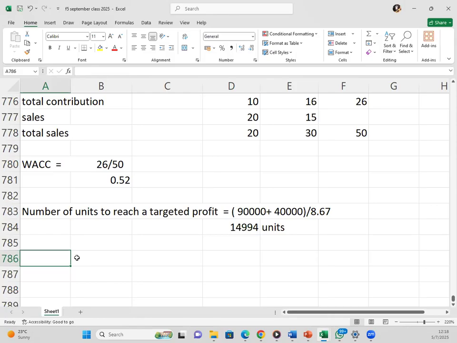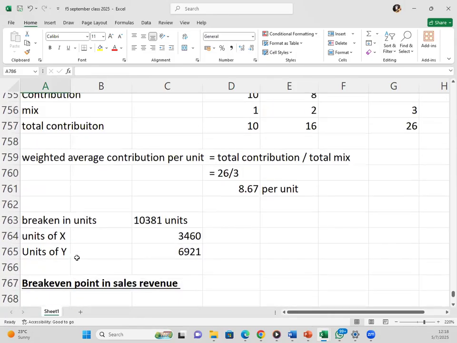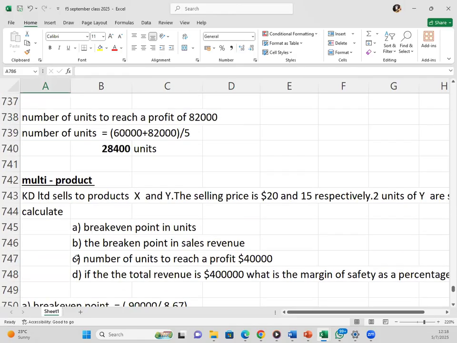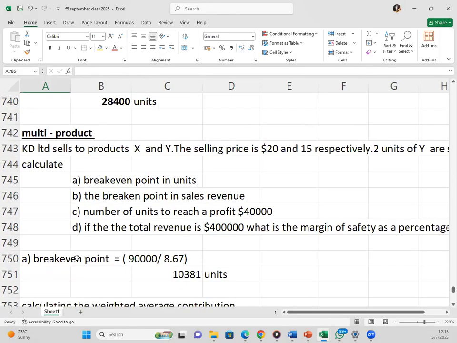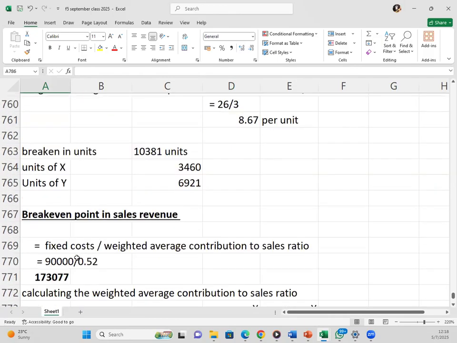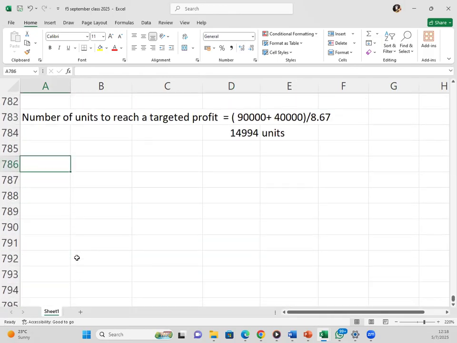Then from there, the other question was, what is the margin of safety as a percentage? So we are given the total revenue. We are told the total sales are 400,000. What is the margin of safety as a percentage? In this case, we are given revenue. So we first of all calculate the margin of safety in revenue. Last time we calculated it in units. This time we are calculating in revenue.